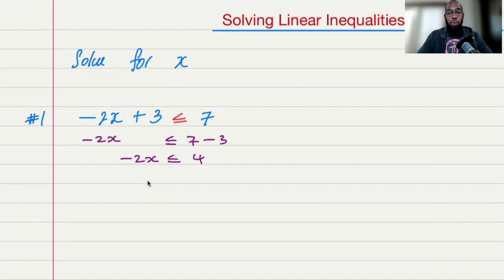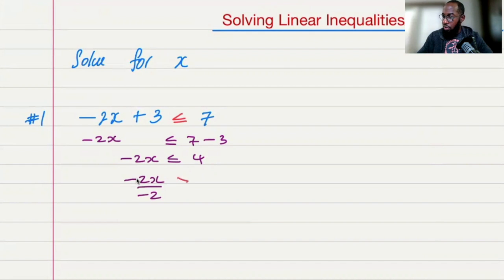Now we want to get 1x. We don't want negative 2x; we want 1x. In order for us to get 1x, we need to divide both sides by the coefficient of x, or simply put, the number in front of x. So we are dividing both sides by negative 2. And the rule for inequalities is when you're dividing by a negative number, you change the direction of the inequality sign or symbol.